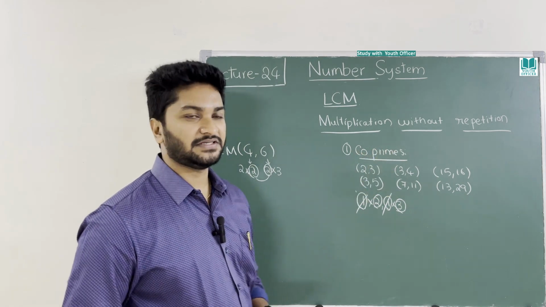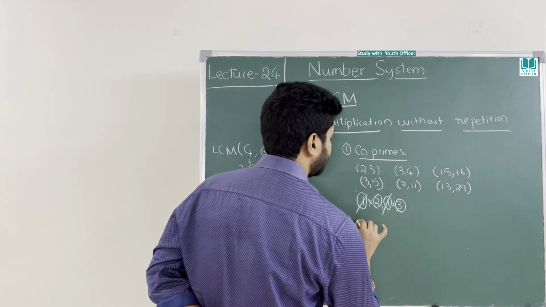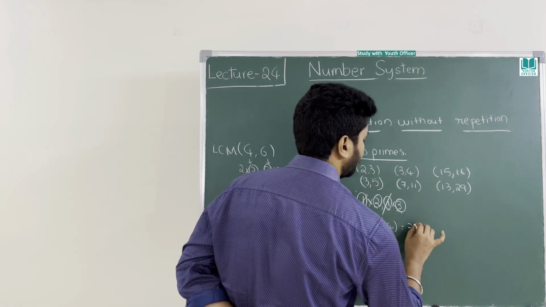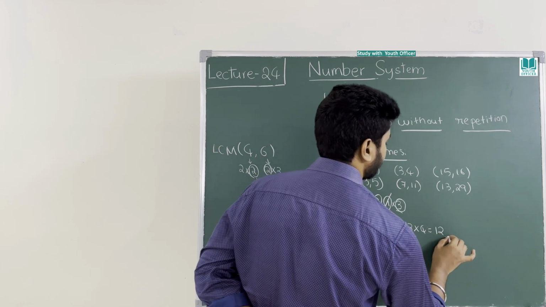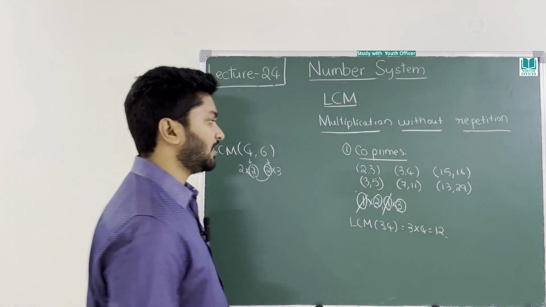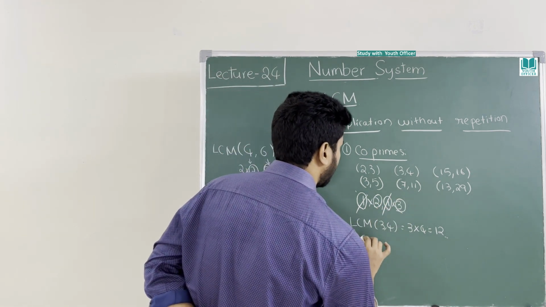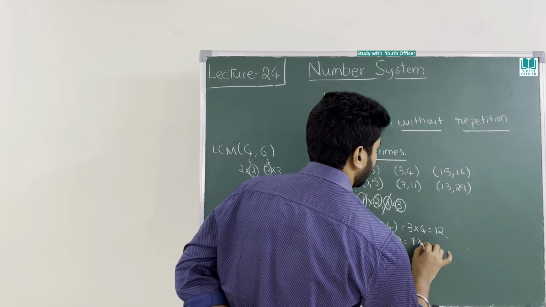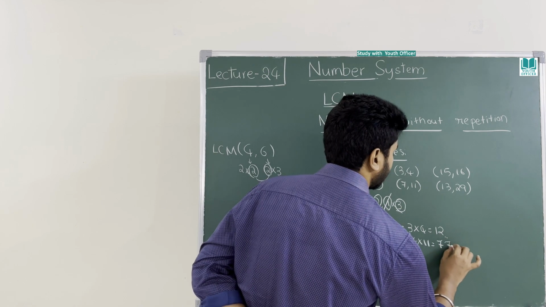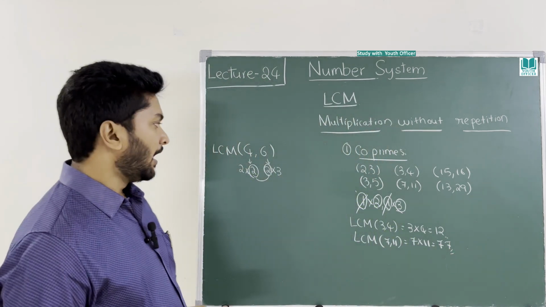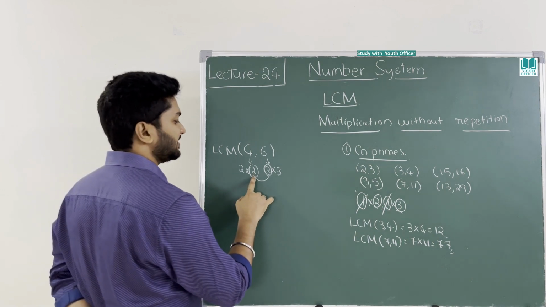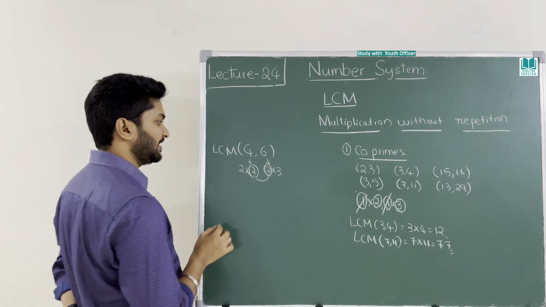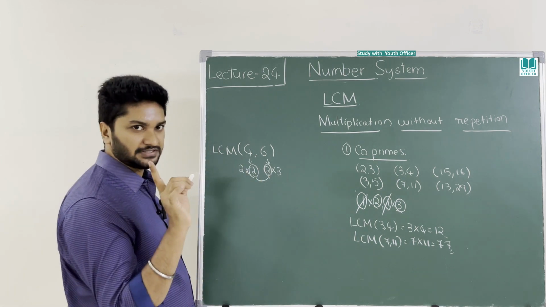Whenever you are finding co-primes, I'm telling you, if you have to find LCM of 3, 4, the answer is 3 into 4. That is 12. Is that okay? If you want to find LCM of 7, 11, directly the answer will be 7 into 11, that is 77. That's it. But in case there is a repetition between two numbers, some number is repeating, that means you have to consider it only once.